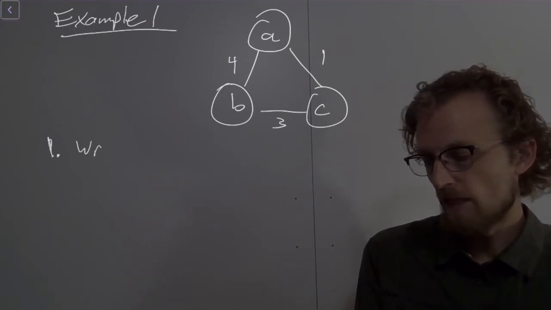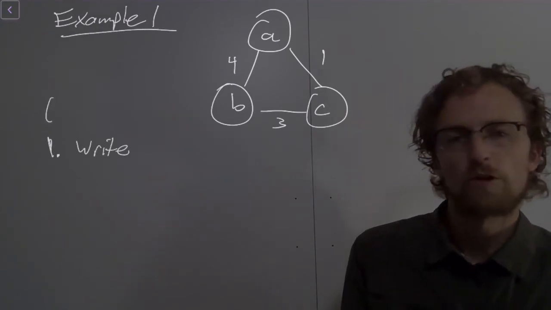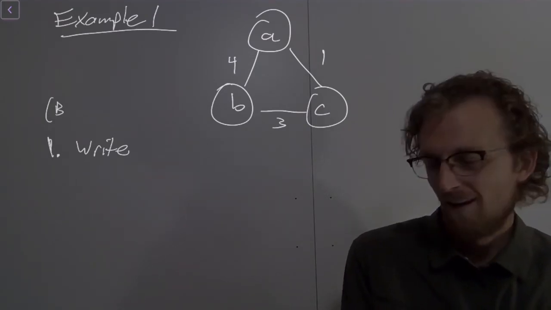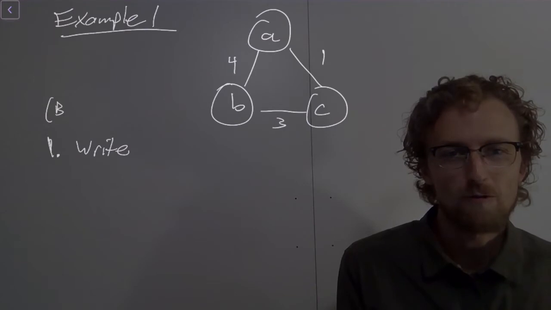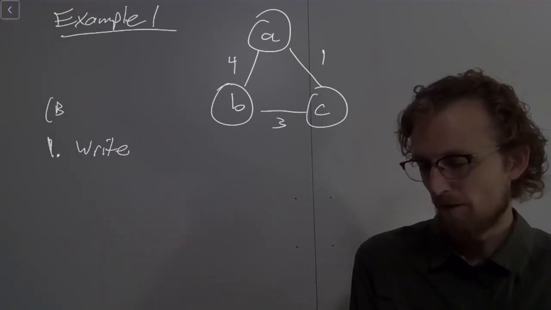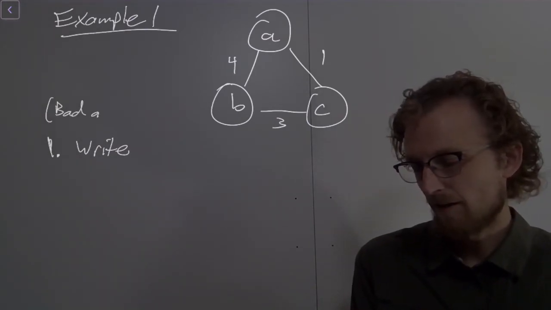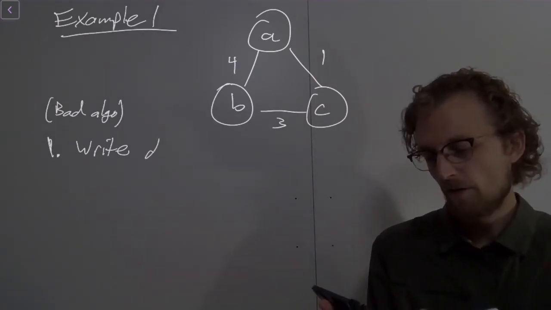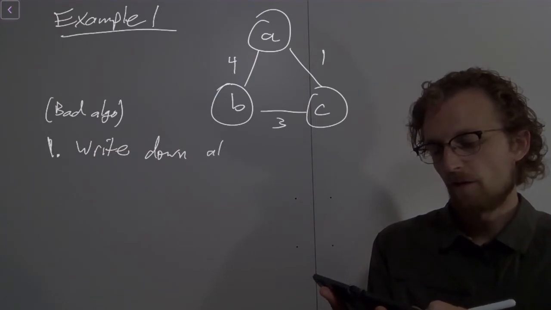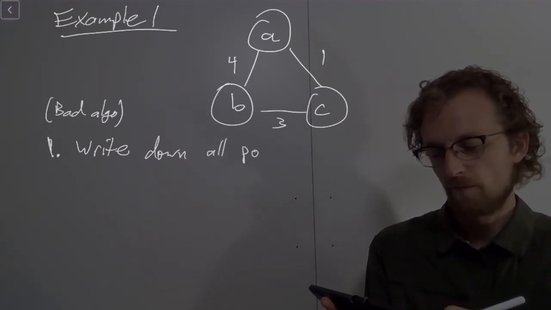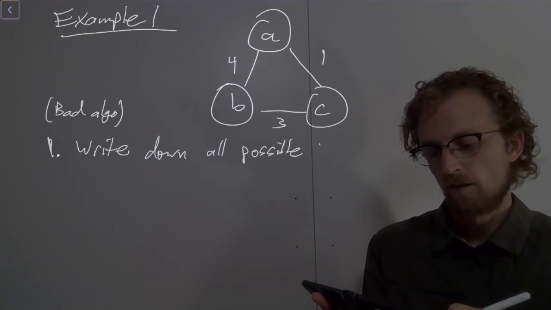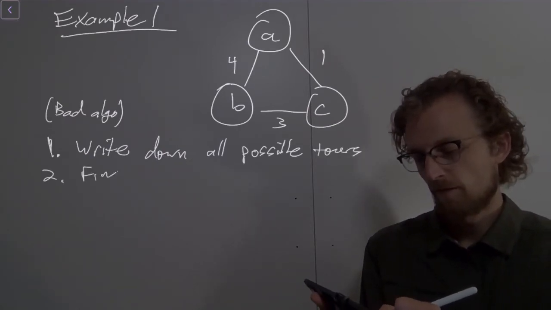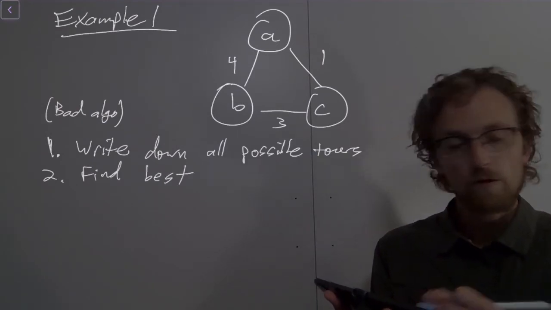So we'll write down. Let me just warn you, this is a bad algorithm. If you see exhaustive search, that's typically a signal that you should raise your hand and say, hey, I bet I could come up with something better than that. So bad algorithm. But it's an algorithm that'll teach us how to think about it anyway. So write down all possible tours to find the best. Right. So what are the possible tours?